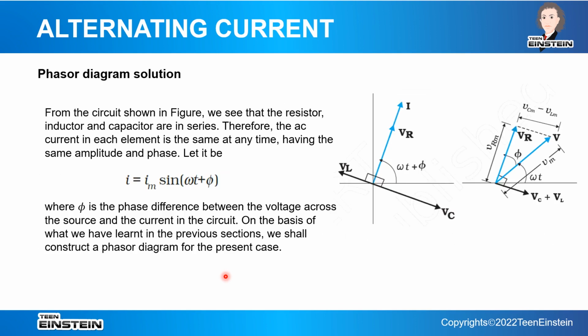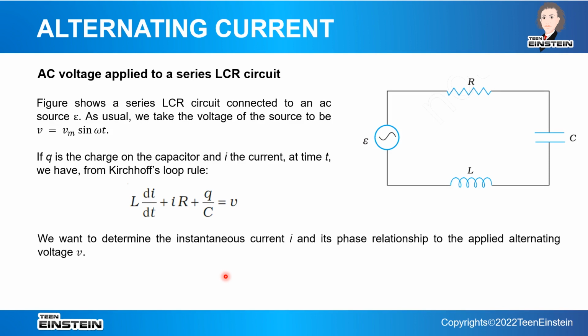Okay. Now we have come to an LCR circuit. What is an LCR circuit? In the previous circuit, we had a power source, which is an alternating power source, and we had a capacitor. Now I am adding a resistor with a resistance value R, and an inductor with an inductance value L.